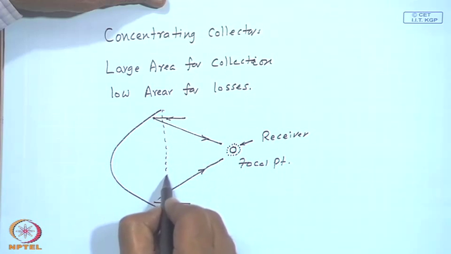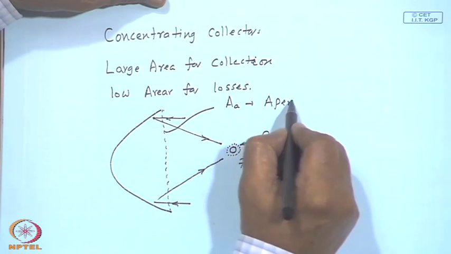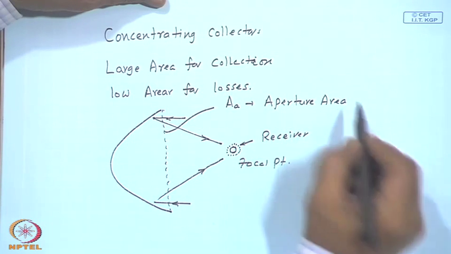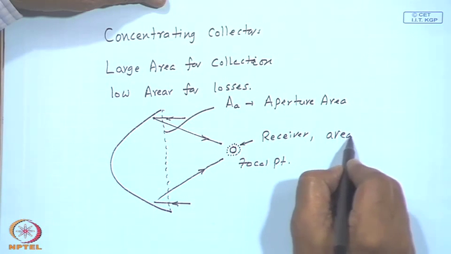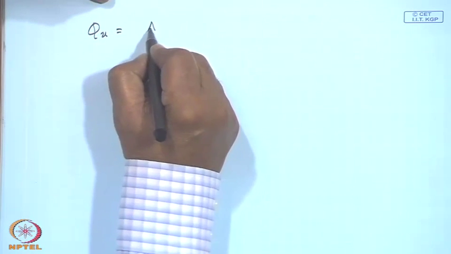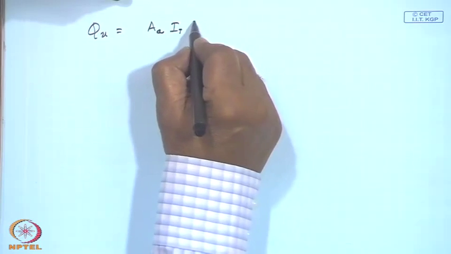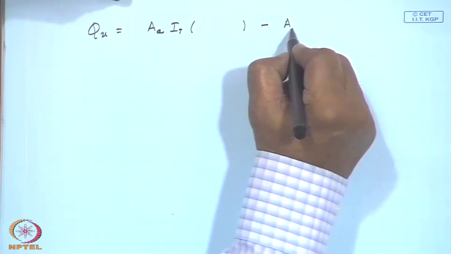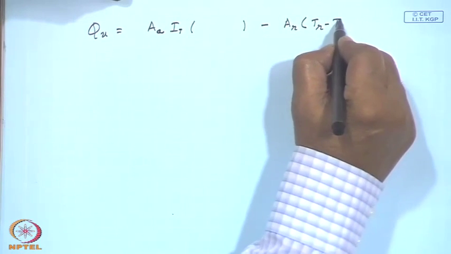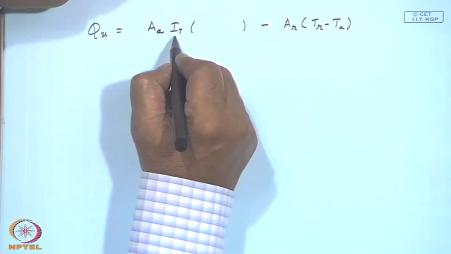So, this is my actual area of collection, which is called the AA, the aperture area. And this is the receiver of area AR. If I try to write down the energy balance for this, QU should be AA into IT something minus A receiver into T receiver minus TA. Again, we have got that hidden time factor depending upon what is the time scale I choose for IT.